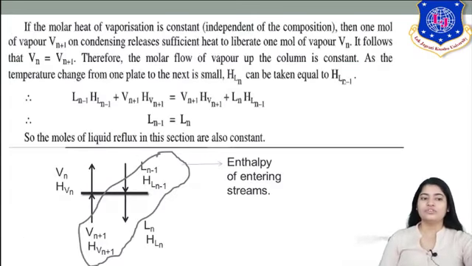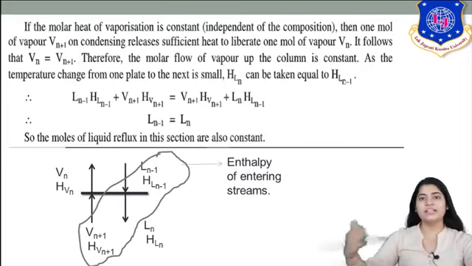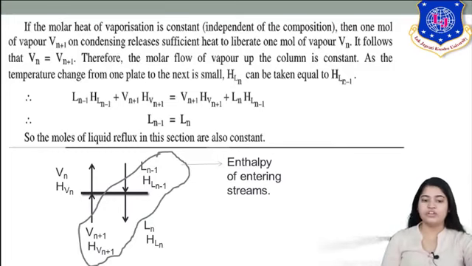Now let's see how. The assumption is that the molar heat of vaporization is constant. It means that 1 mole of vapor from Vn+1, on condensing, releases sufficient heat to liberate 1 mole of vapor Vn. So it follows that Vn equals Vn+1. It means the heat is constantly supplied. If the vapor from the n+1 plate gets condensed, the same amount will be utilized to form Vn. Hence Vn is equal to Vn+1. Similarly for liquid also, the flow rate of liquid on different plates would be the same. That was based on the enthalpy balance, where the heat balance was done.